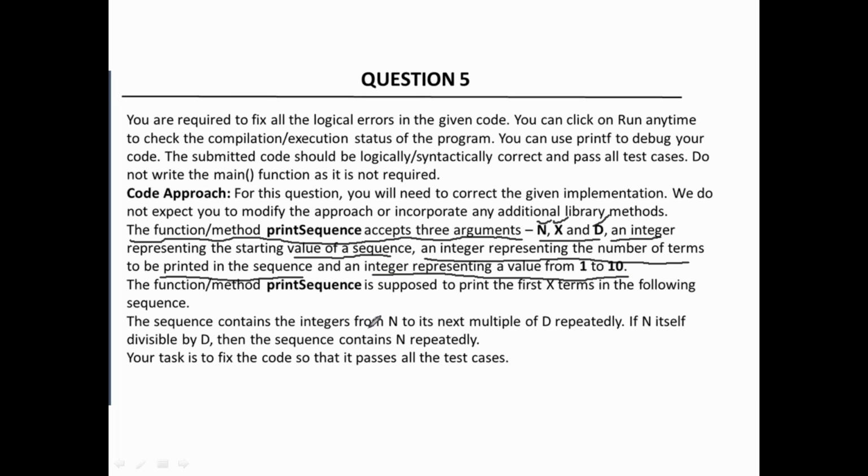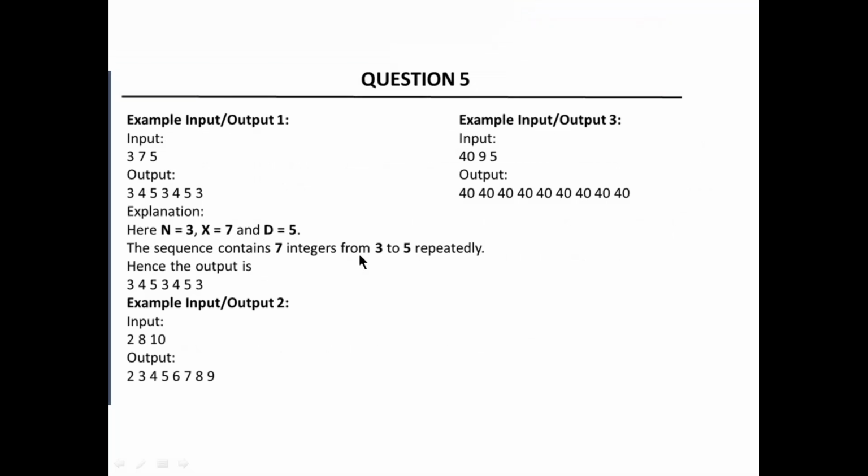So here, the function print sequence is supposed to print the first x terms in the following sequence. The sequence contains the integers from n to its next multiple of d repeatedly. If n itself is divisible by d, then the sequence contains n repeatedly. Your task is to fix the code so that it passes all the test cases. Let us see the input and output specification, so you can understand very easily.